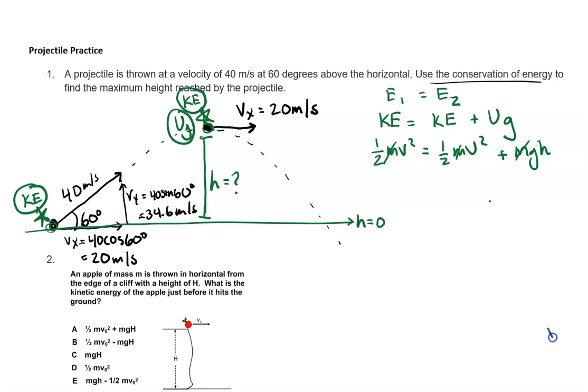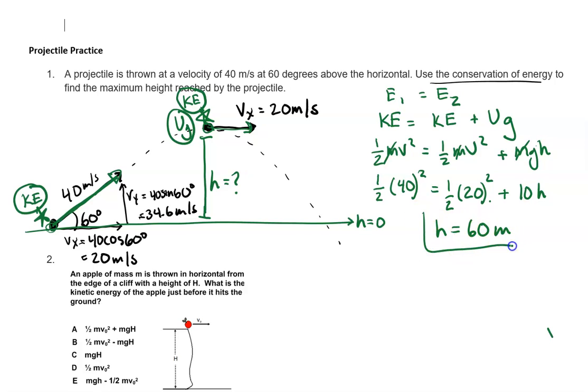Now let's plug in our numbers. So 1/2, what is our initial velocity? Keep in mind, energy doesn't care about direction. It just wants the total. So the initial velocity right here is 40 meters per second. So this is going to be 40 squared equals 1/2 times our velocity at the highest point, which is 20 meters per second, squared. Keep in mind that we're looking at the total velocity. The y is 0, the x is 20, but the total is 20. Plus g, I know, is positive 10, times h, which we want to find. Cool. I can do some fun old math, and I get h to be 60 meters.